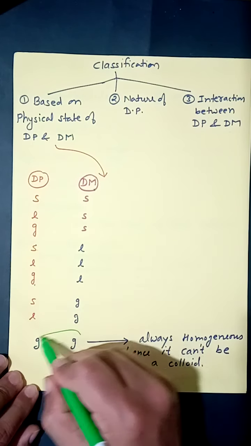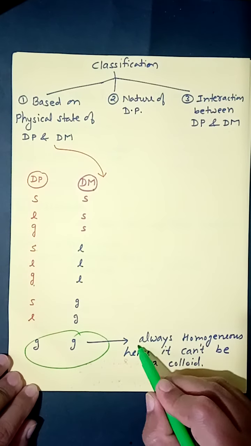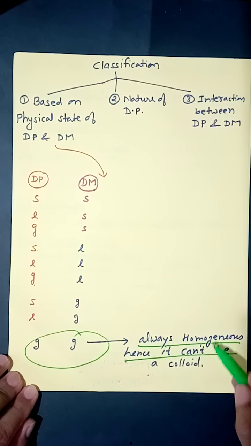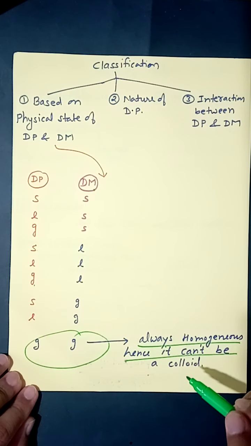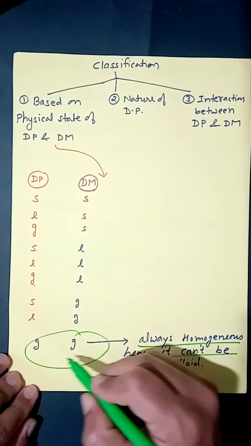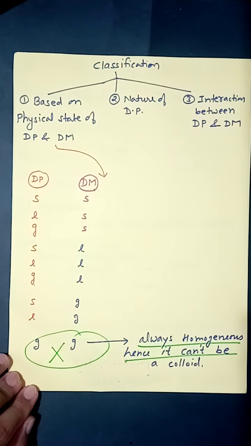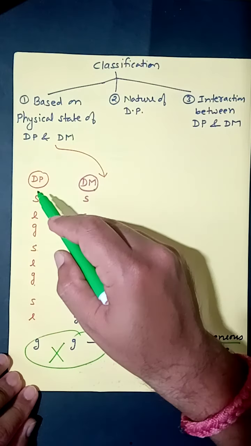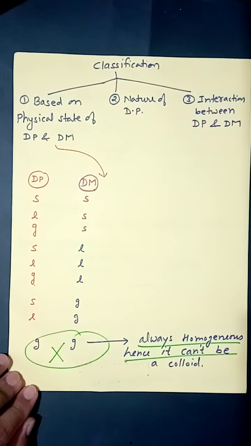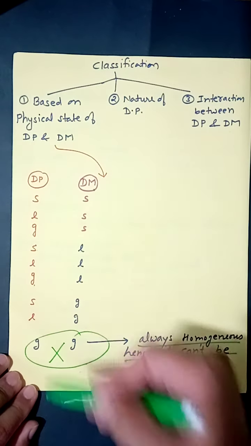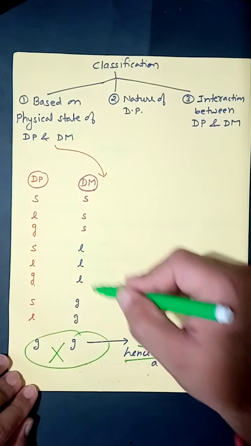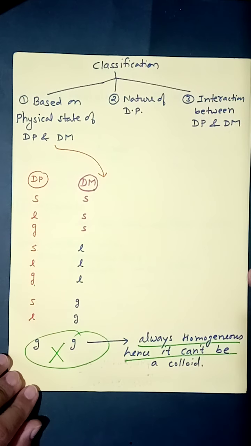Now remember that gas in gas is always a homogeneous mixture. Gas in gas cannot be a heterogeneous mixture, and therefore we do not have any example of colloid in which gas is the dispersed phase and gas is the dispersion medium. So this type of colloid is not possible. The remaining 8 combinations are possible. You need to remember one example of each type of combination.